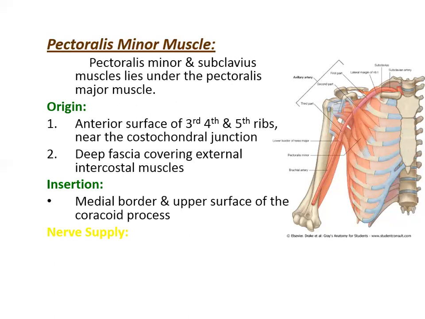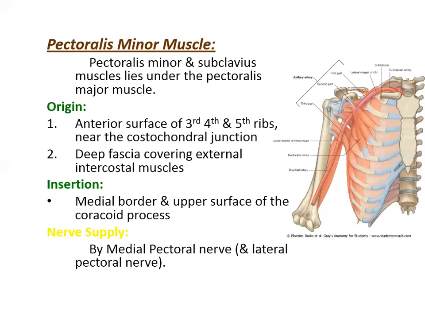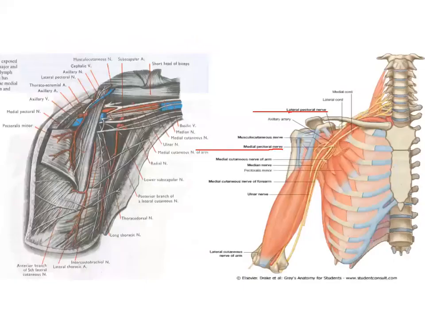The nerve supply is mainly by the medial pectoral nerve, and some have a few branches from the lateral pectoral. Usually it will be mainly by the medial pectoral nerve. So here you can see this is the pectoralis minor.